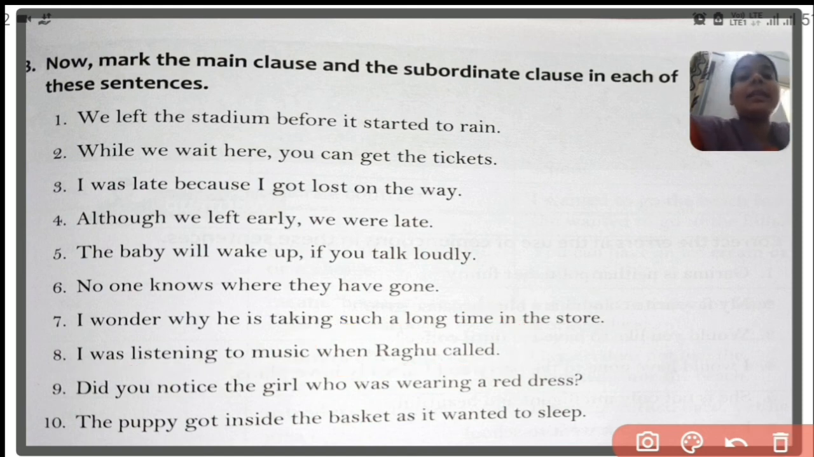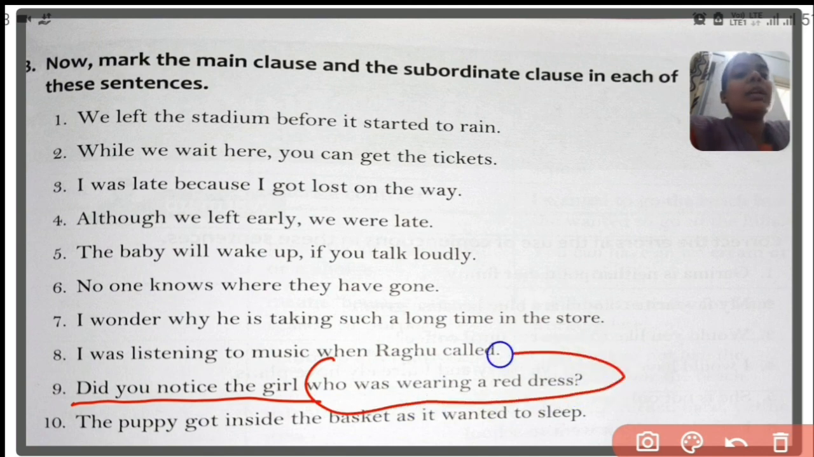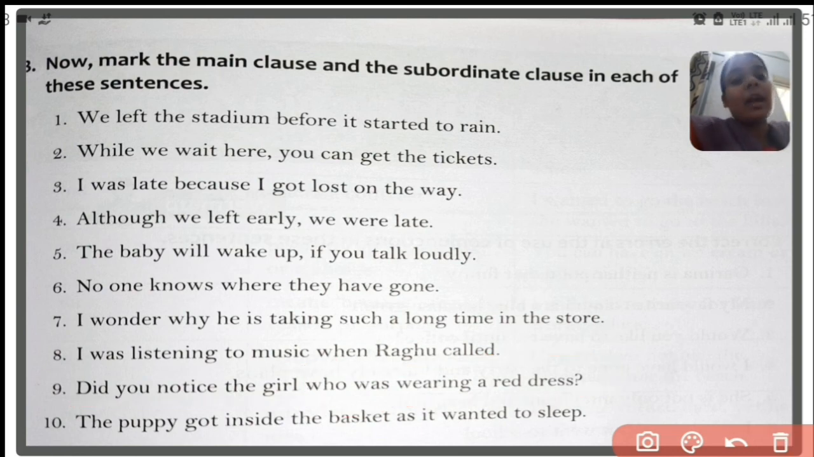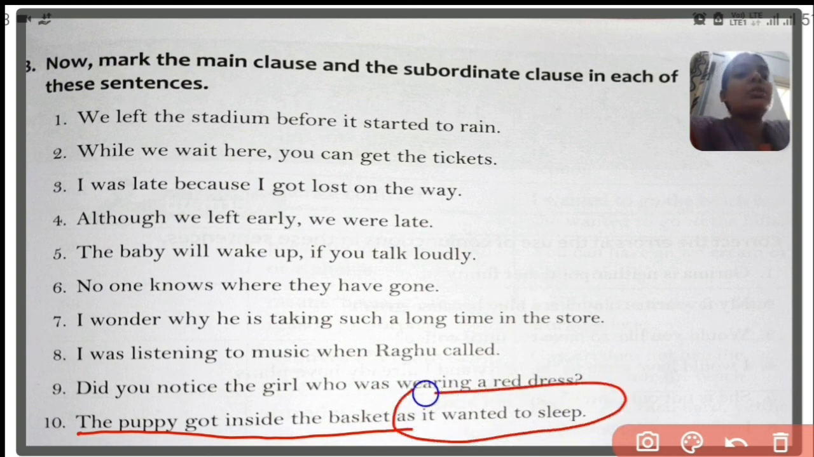Okay, number 9. Did you notice the girl who was wearing a red dress? Okay, so in this sentence, did you notice the girl, this is the independent clause, whereas who was wearing a red dress, this part is called the subordinate clause. Last but not the least, the puppy got inside the basket as it wanted to sleep. So in this sentence, the puppy got inside the basket is the main clause, whereas as it wanted to sleep, this part of the sentence is the subordinate clause.